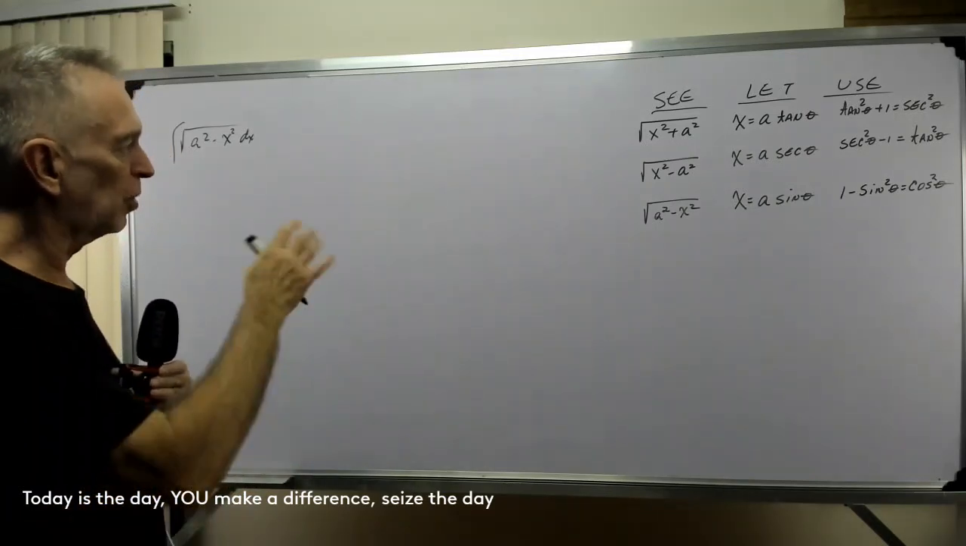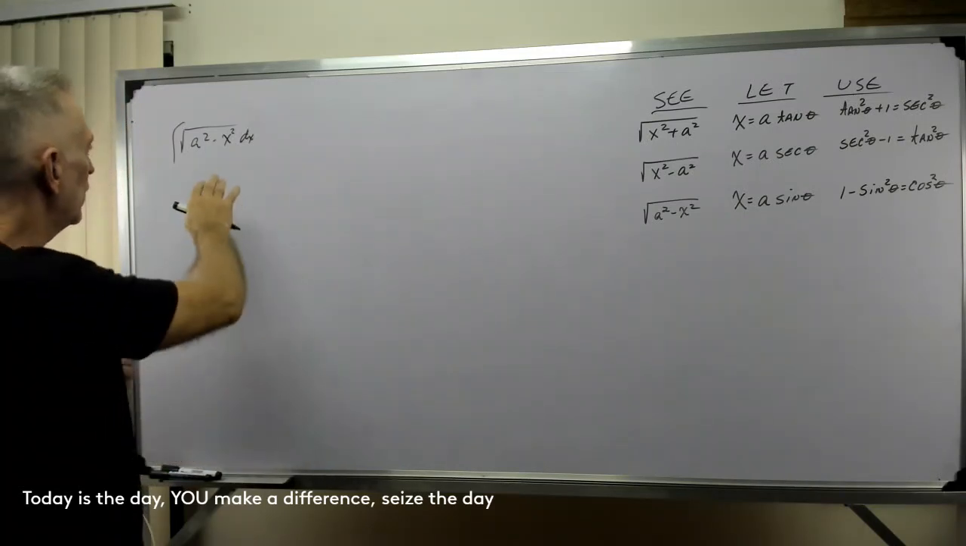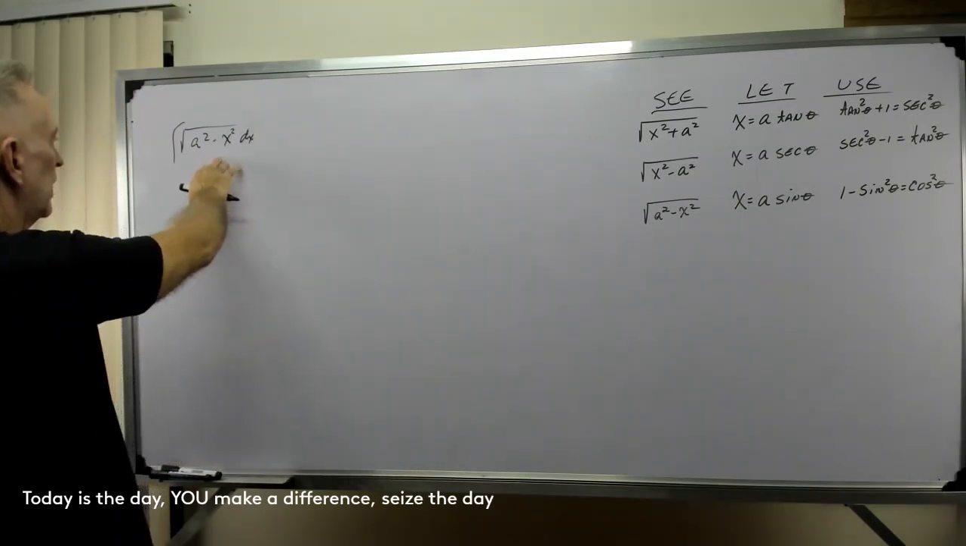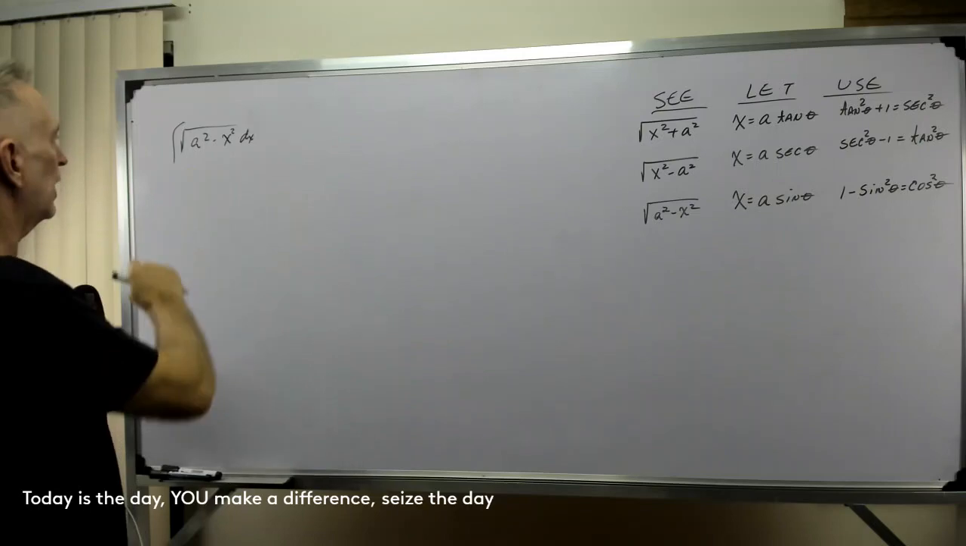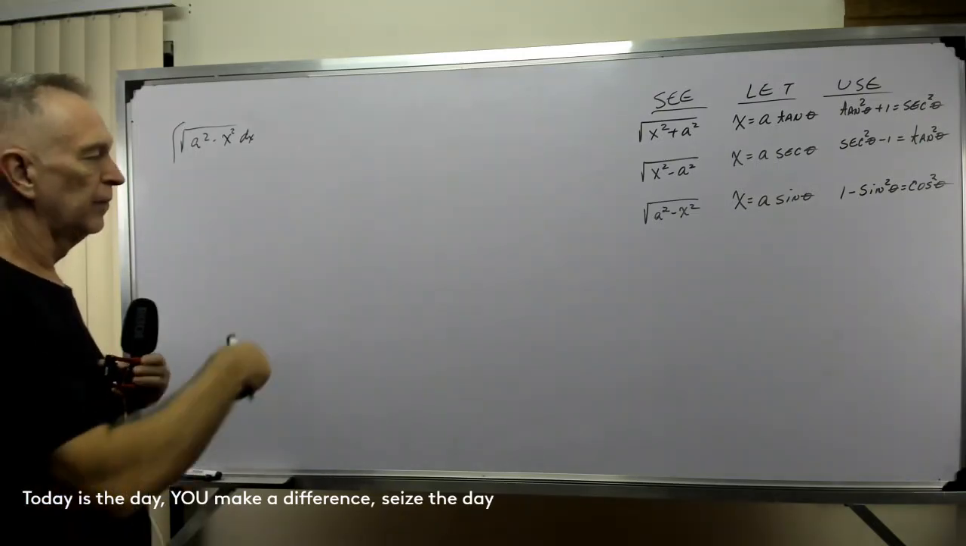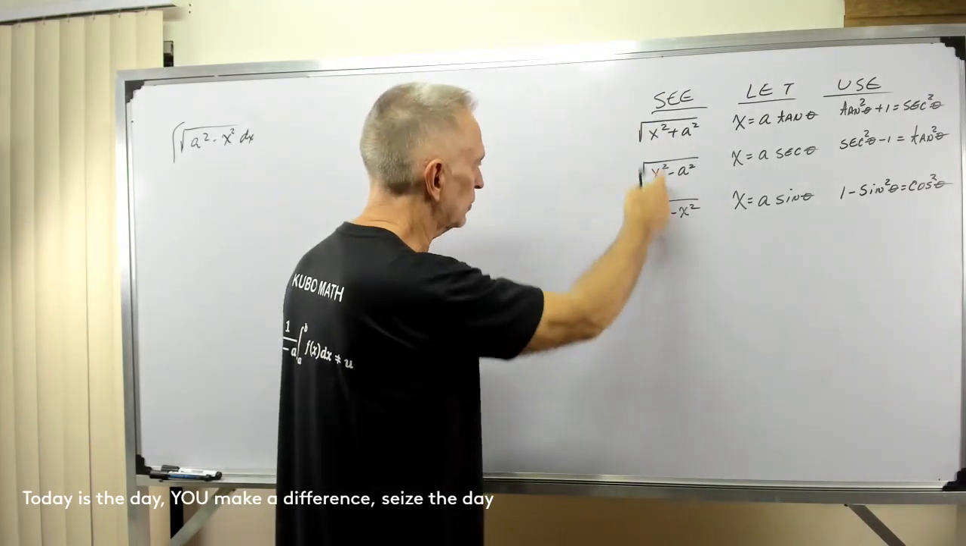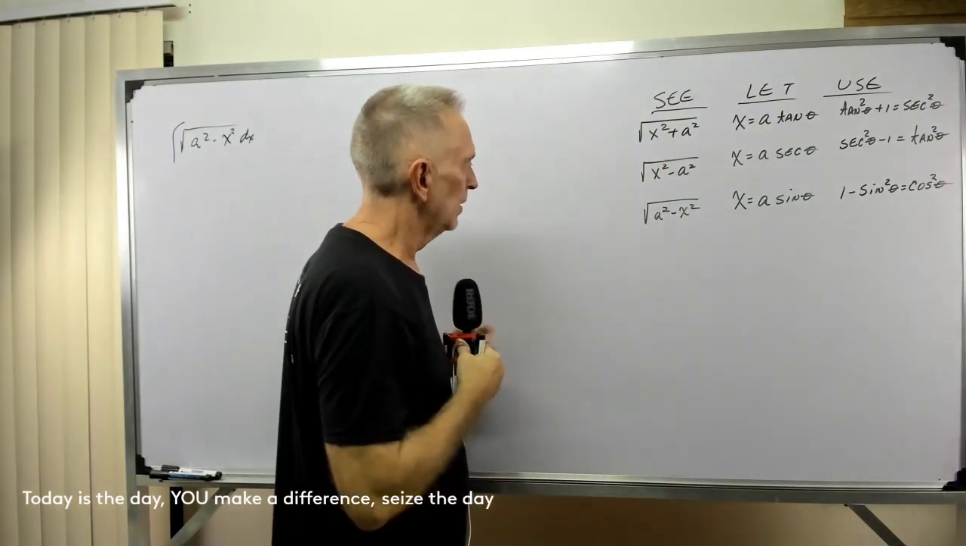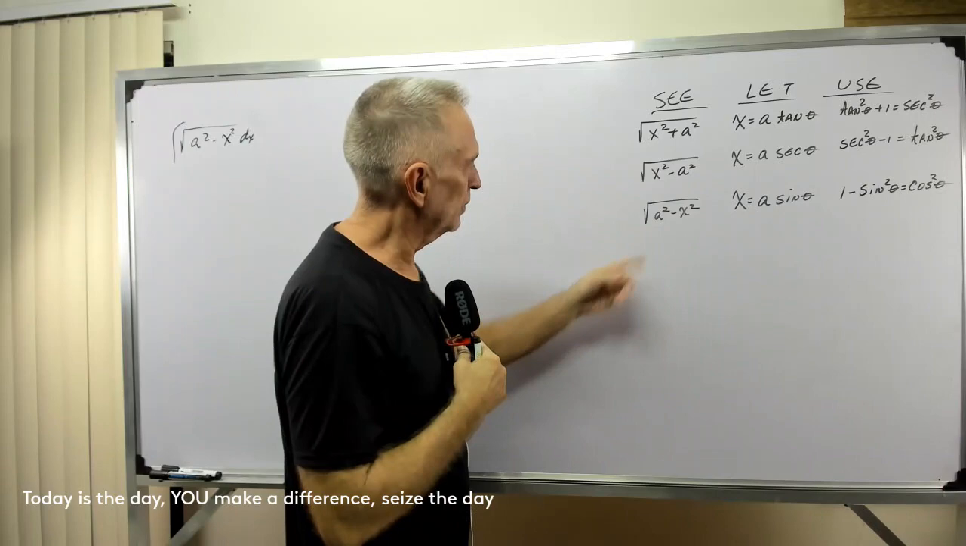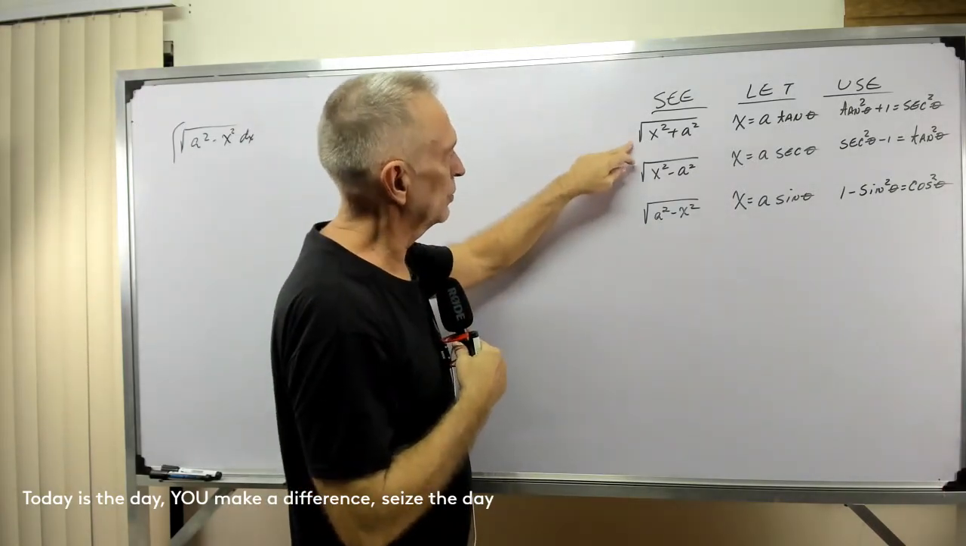When you look at a problem, now you'll notice the integral we're looking at here is the integral of the square root of a squared minus x squared. Now if you look at this chart, if you see one of these in your problem, and of course in our case we have this one, but let me talk about these others first.